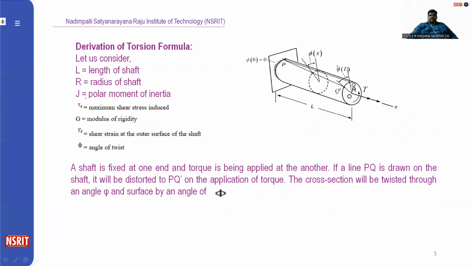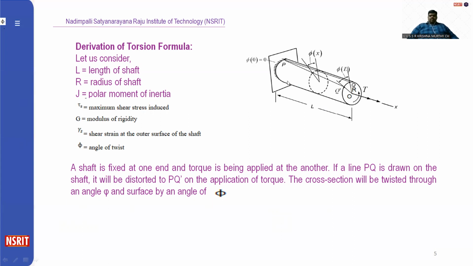So now let us consider torsion for a solid shaft. Let us consider the length of the shaft as L, radius as R, and the polar moment of inertia as J. We assume the maximum shear stress to be tau s, and the modulus of rigidity, which is nothing but shear stress by shear strain, is G. The shear strain assumed in the shaft is gamma s, and the angle of twist is phi.